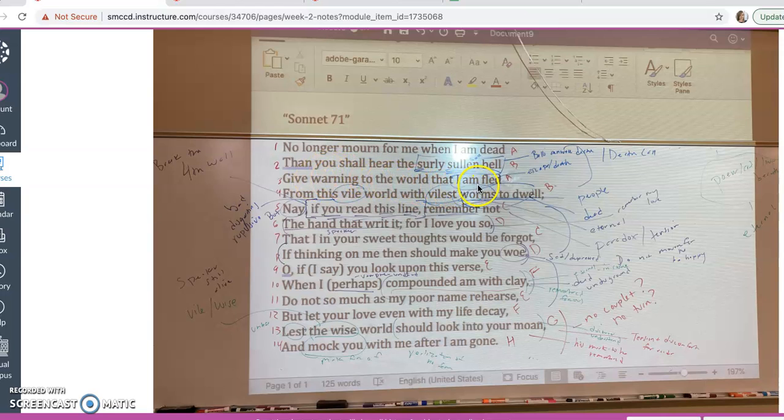Give warning to the world that I am fled from this vile world with the vilest worms to dwell. So this is interesting. Vile world and vilest worms to dwell. If the world is vile, you think about it, he's comparing worms and vileness, right? Worms eat dead bodies. So maybe there are people in this world that he felt were taking from him, taking something from this person that's speaking.